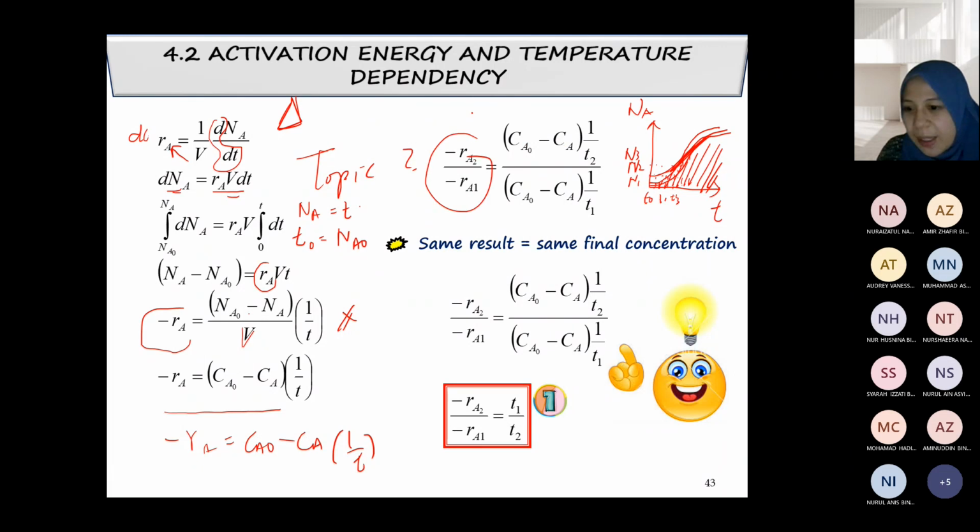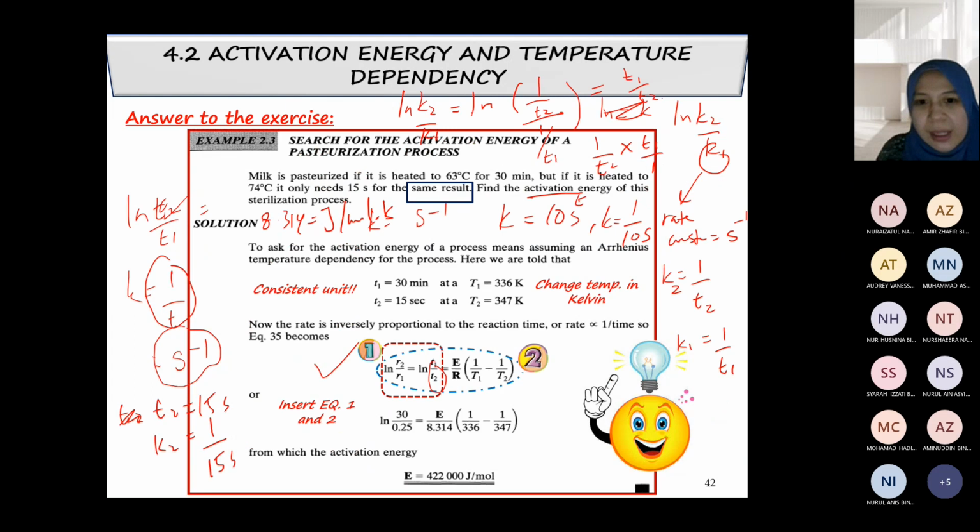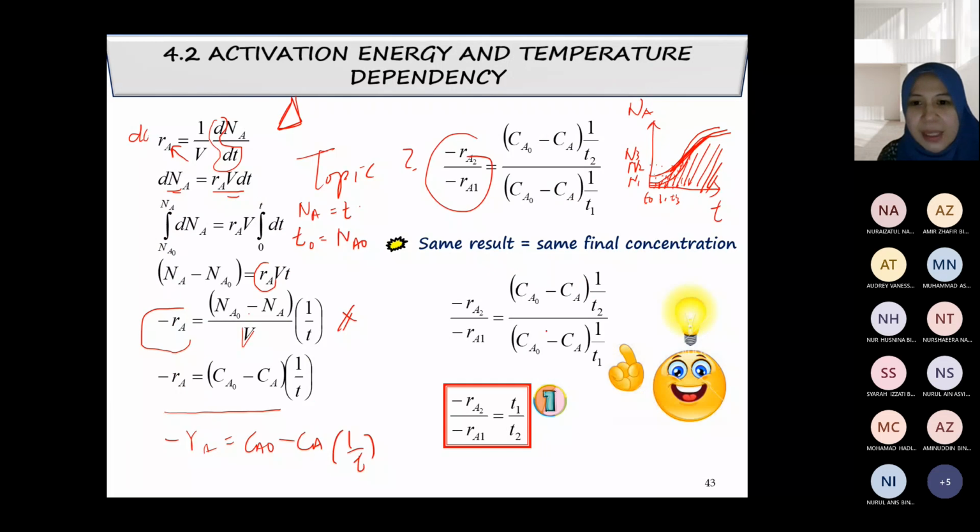Ini sebenarnya dapat daripada yang ni juga. Dia just nak cakap kenapa jadi macam tu. Okay, nak terangkan tu lah macam mana dapat. So daripada sini, basically dia akan sama, sebab dia punya concentration tak berubah. So that's why you boleh matikan dia.